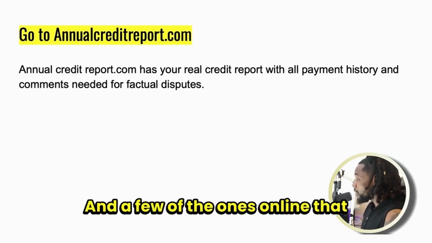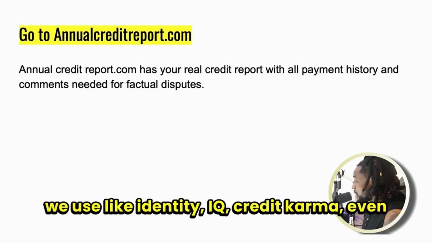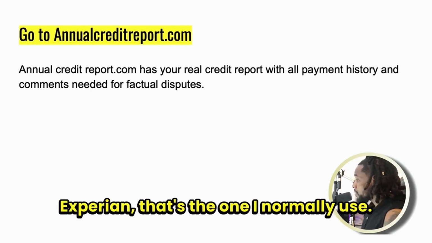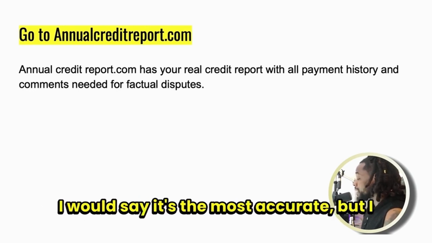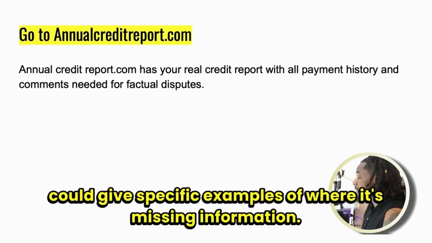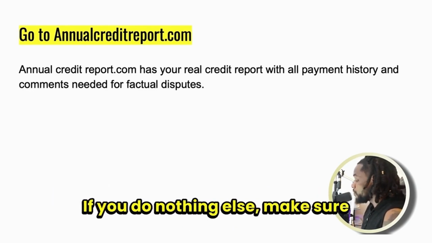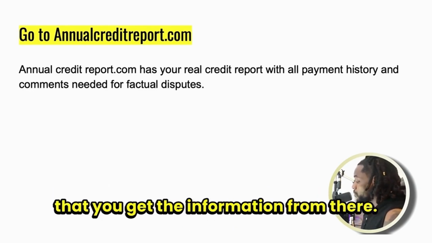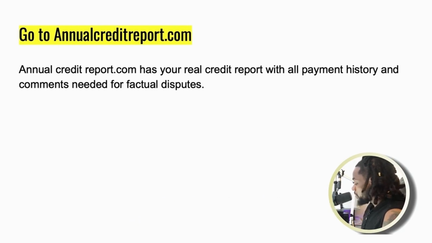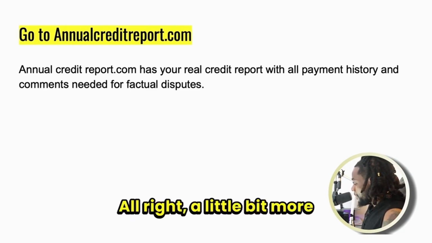And a few of the ones online that we use, like Identity IQ, Credit Karma, even Experian, that's the one I normally use. I would say it's the most accurate, but I could give specific examples of where it's missing information. That's why you want to go to annualcreditreport.com. If you do nothing else, make sure that you get the information from there. All right.